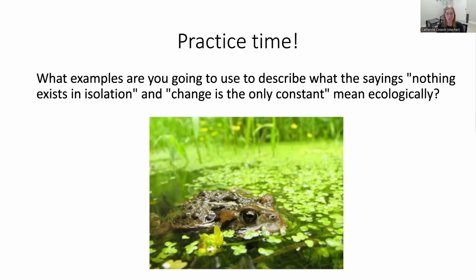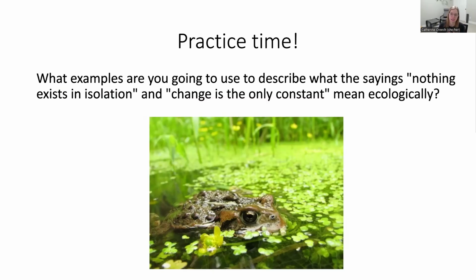Then we have 2 sayings. We had a lab based on these ideas. We say in ecology that nothing exists in isolation, and we also say that change is the only constant. I'd like for you to think of specific examples that explain what these things mean.